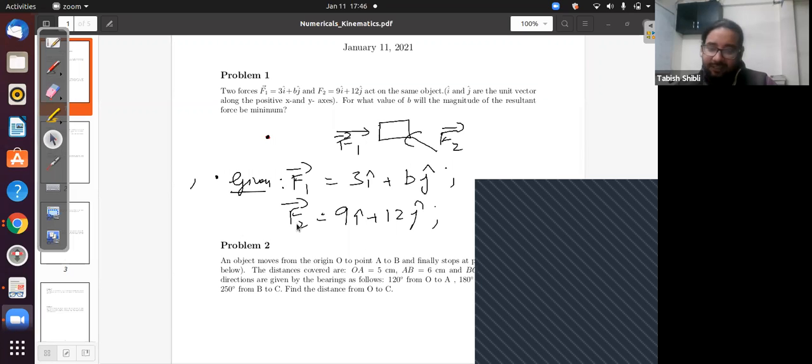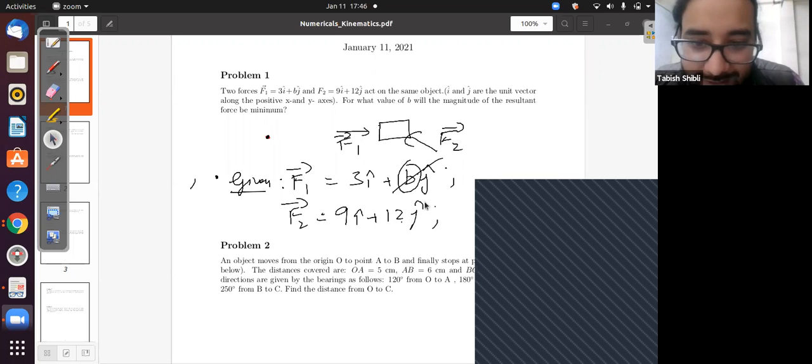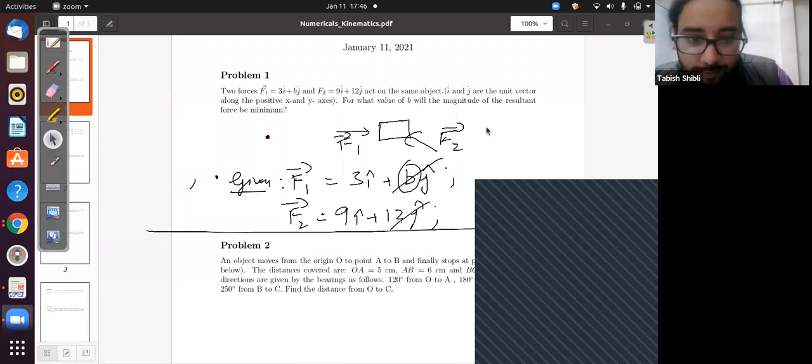One way of seeing it is just straightforward. To minimize the resultant force, you need to minimize this B. So the sum of F1 and F2 has to be zero to minimize the force. To do that, you just put B equal to minus 12, then this will essentially cancel out with this. That is one way of seeing it. But if you want to literally actually do it, how would you go about doing that?